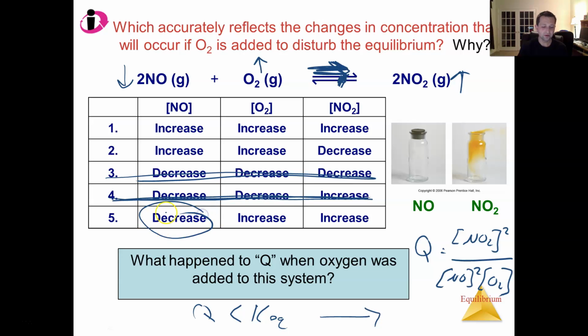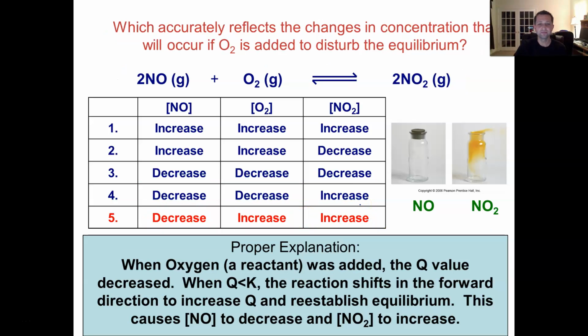Looks like that'll work. We know we're increasing O2 because that was the stress I placed on the system, and I'm going to increase my product. So the correct answer is number 5. The proper explanation is what you should write down on your note sheet. This is really, really important, so you can pause the video and jot it down.